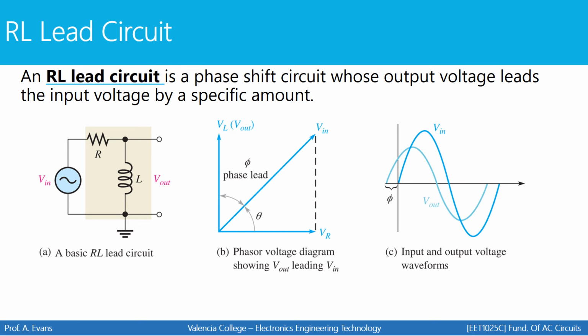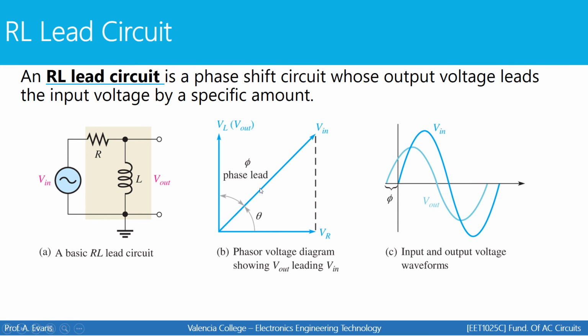An RL lead circuit is a phase shift circuit where the output voltage is going to lead the input voltage by a specific amount. An RL lead circuit is formed by having a resistor in series with your source, and following that is an inductor, and we're going to measure the voltage across the inductor as the output voltage.